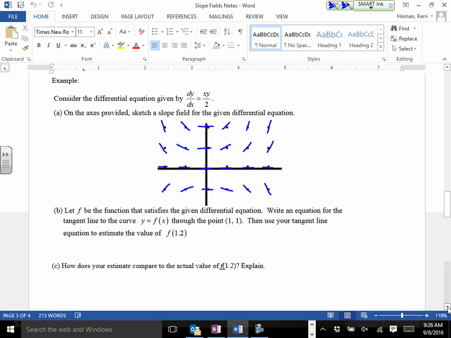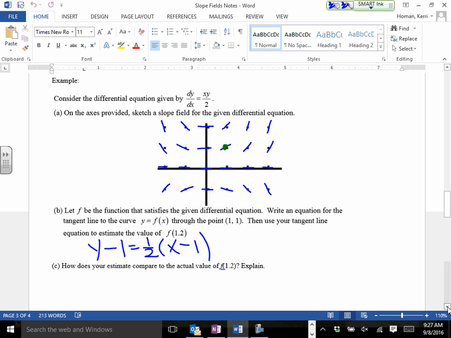Now in part B, write an equation for the tangent line through (1, 1), and then use your tangent line to estimate the value of f(1.2). Okay, Sammy, what's the slope of our tangent line at (1, 1)? 1/2. So we have y minus 1 equals 1/2 times x minus 1. That is our tangent line.